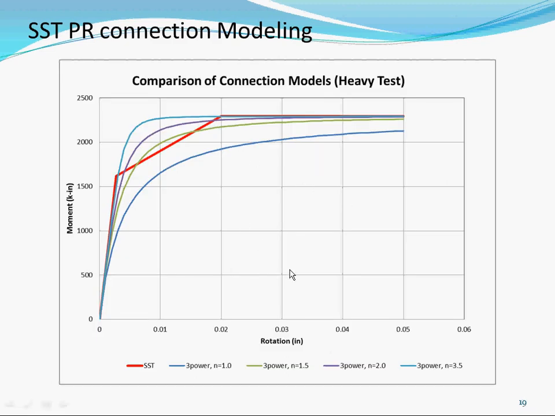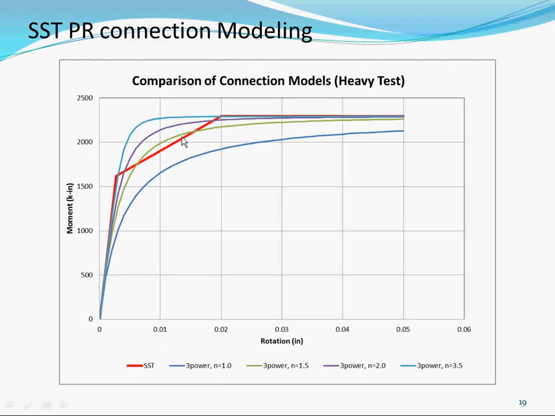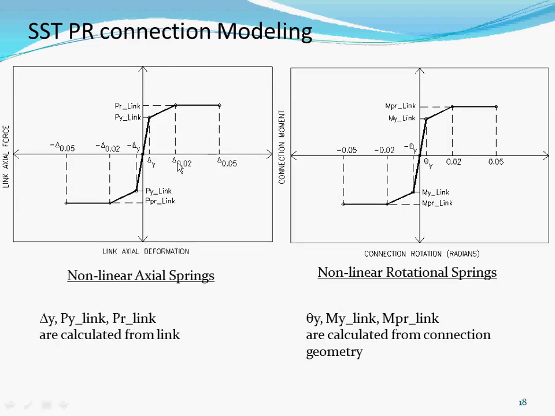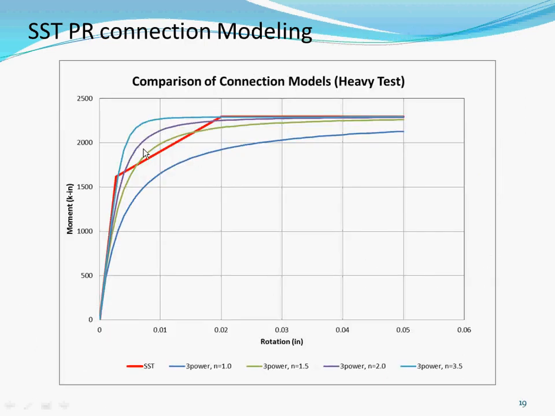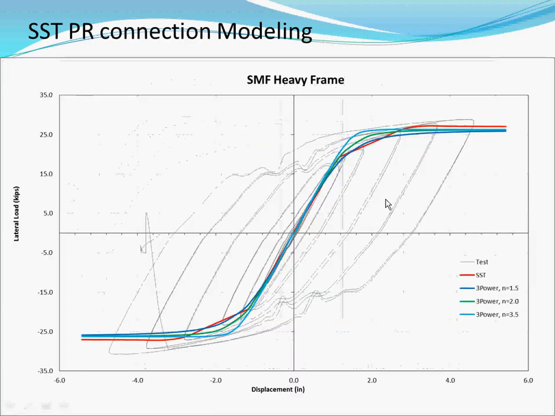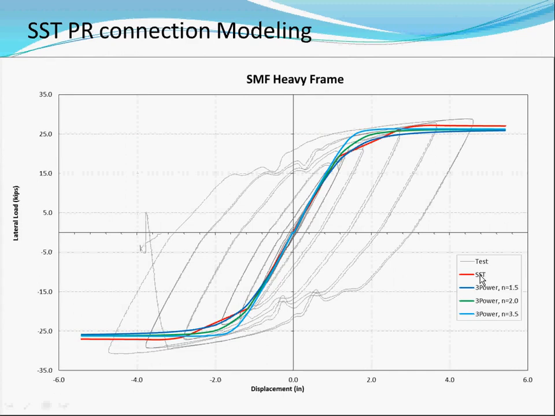Okay, so heavy test comparison. This is our model, and this is the different n comparison. Here is the actual test. Here again you plug in those three power with the n, and then by the component method, we match very well. So we match very well for the heavy test.